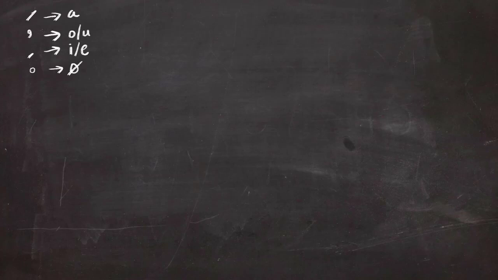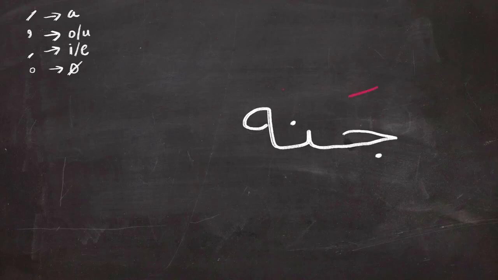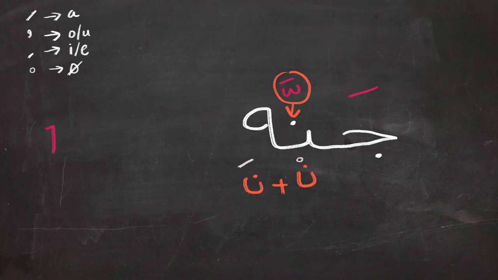In the example that I'm going to give right now, Jannah. As you can see, the noon has the symbol of Shaddah, which means that there are two times noon in this word. The first one of them is sukoon and the second one has fatha. So that's why we say Jannah.